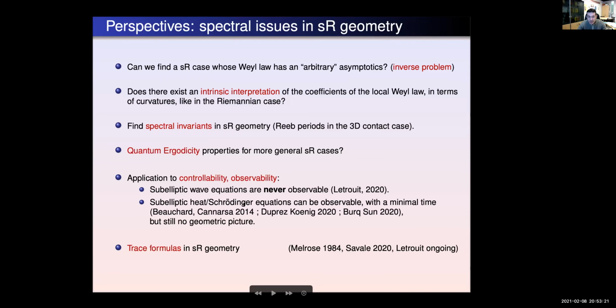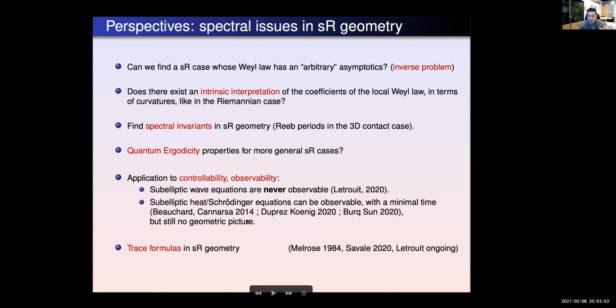I mean, it is surprising that for the Schrödinger equation in the sub-elliptic case, there may be a finite speed of propagation, and this is there in their paper. These works are very interesting, but at this point, since this is completely ongoing work, we still miss a geometric picture in order to give a geometric interpretation of why there is a minimal time.